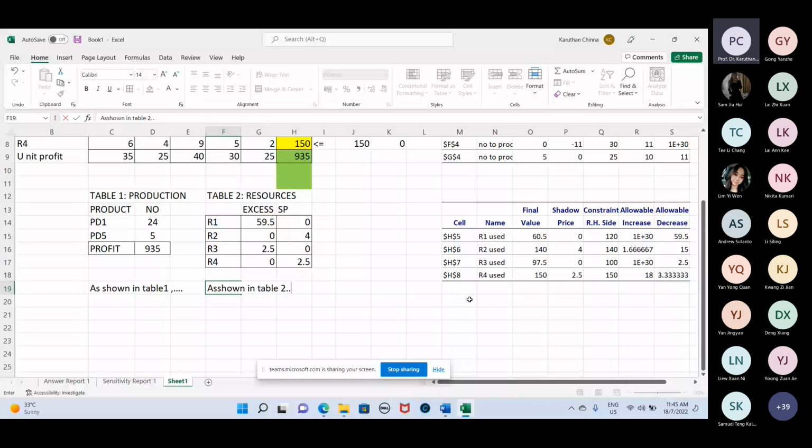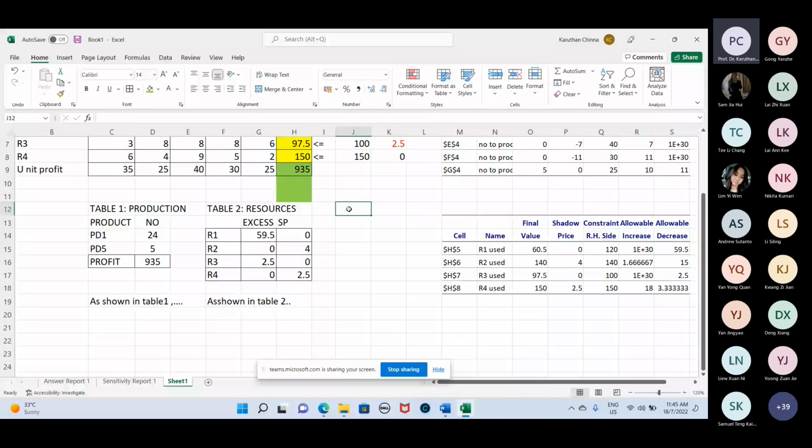But ultimately, you're going to tell a manager what you're going to produce. I'm not interested in all this. You tell me what you want, what you're going to produce. What else? What else do we need from these tables? Table 3. Sensitivity, right? Table 3. How much the prices can change without changing the optimal solution.